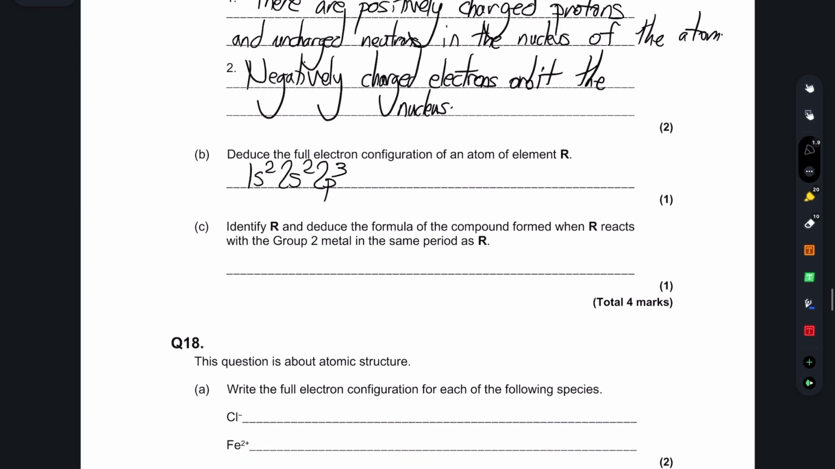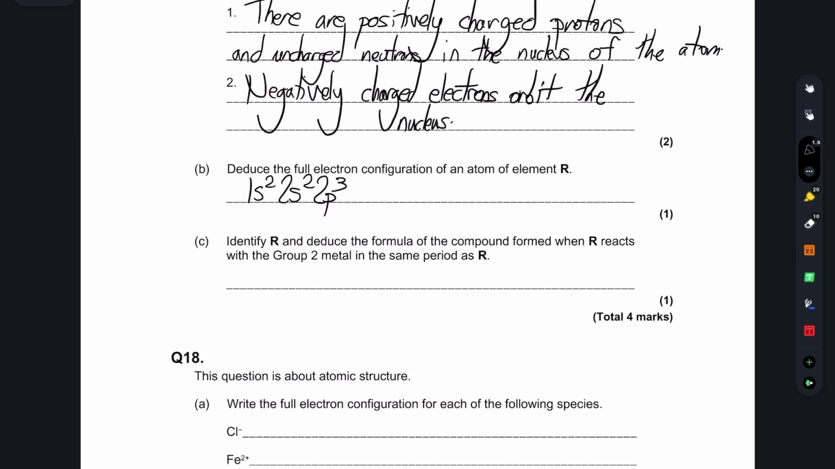Part C says identify R and deduce the formula of the compound formed when R reacts with the group 2 metal in the same period as R. Well, R is nitrogen, and the group 2 metal in the same period as R is beryllium. So this will be an ionic compound. We'll talk about how to write ionic compounds soon.